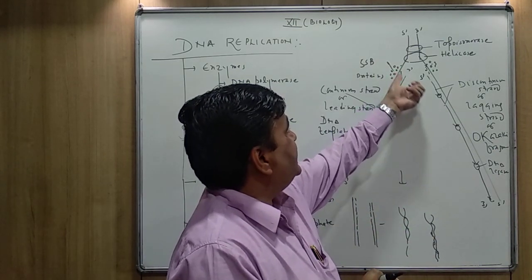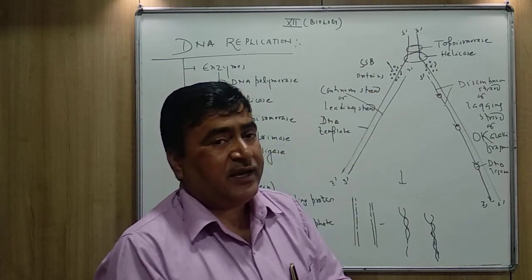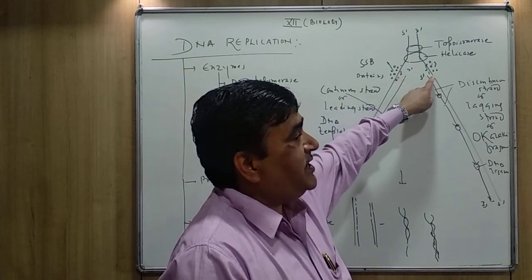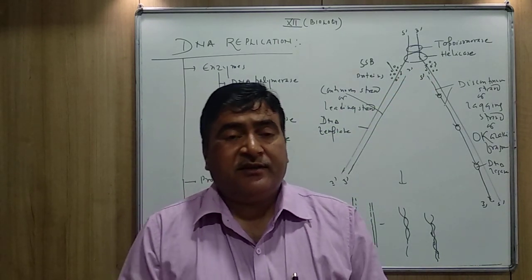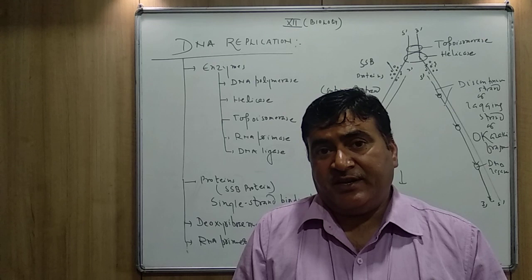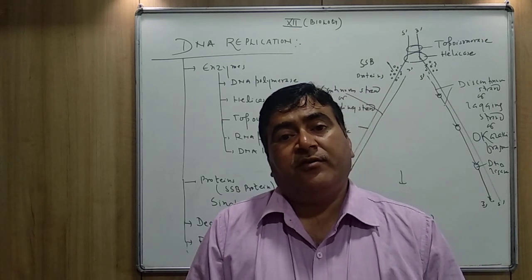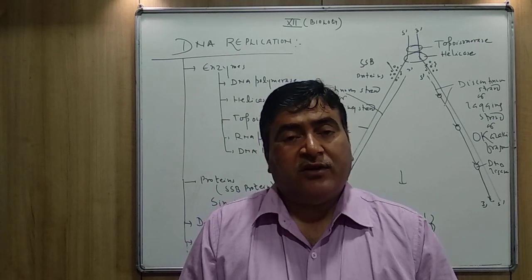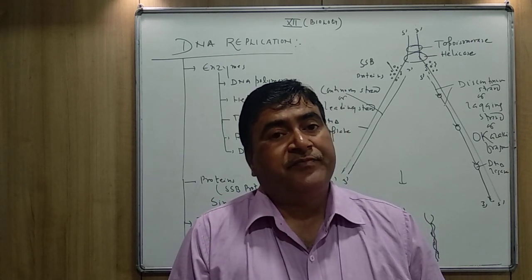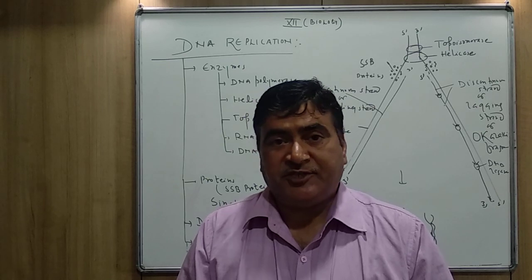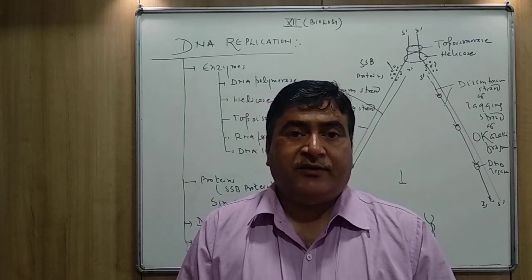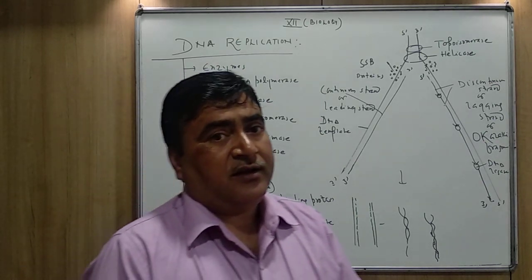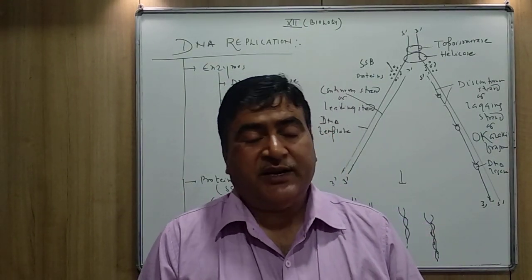The SSB protein, as I told you earlier, helps to hold the single strand, and thus it prevents the rebinding of the duplex DNA. So this is all about DNA replication. All these enzymes, the protein, the substrate, and these components are very, very important, and you have to learn their function. So that's all for today.